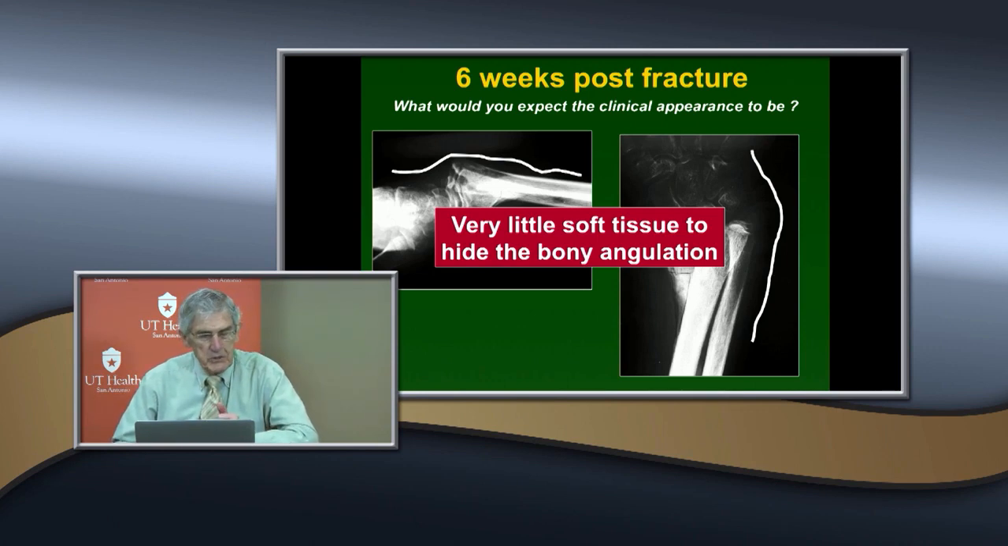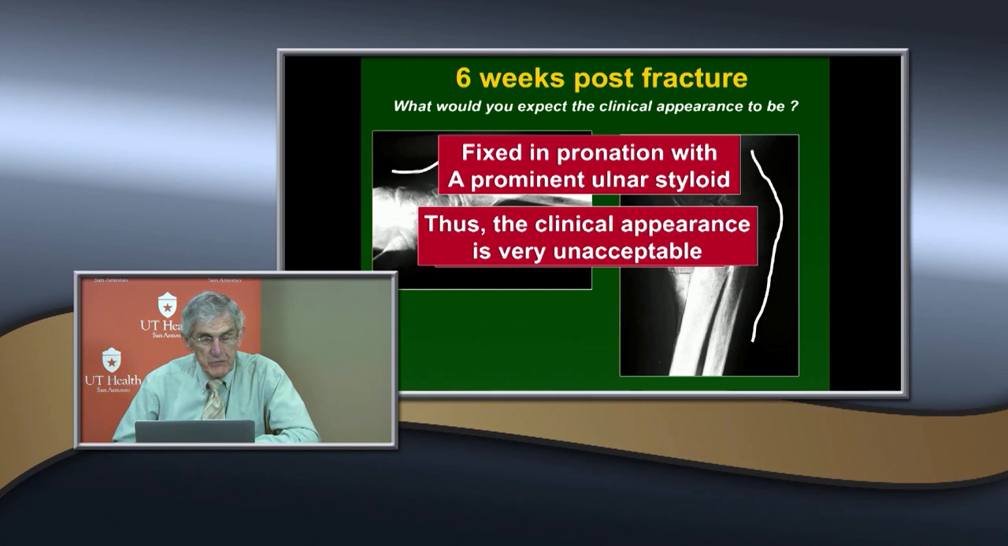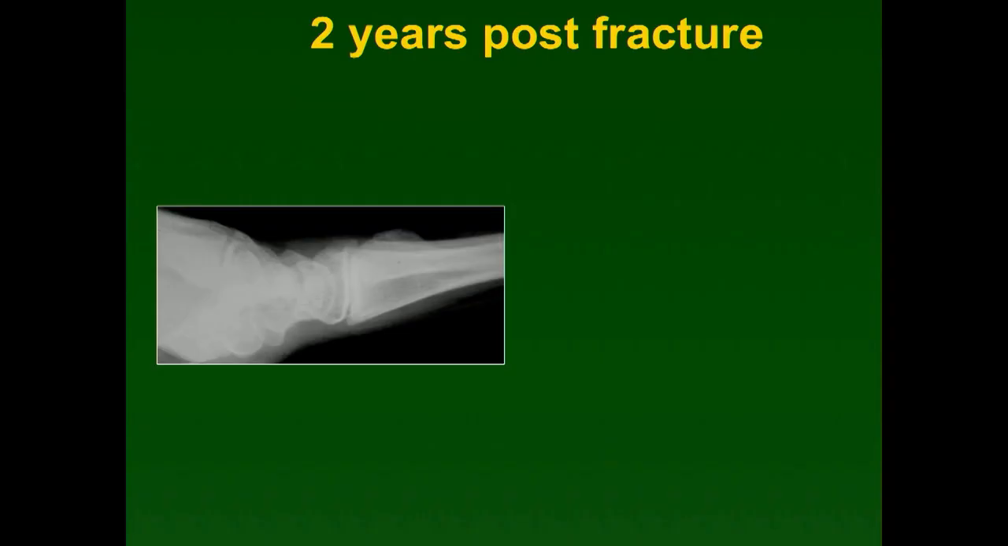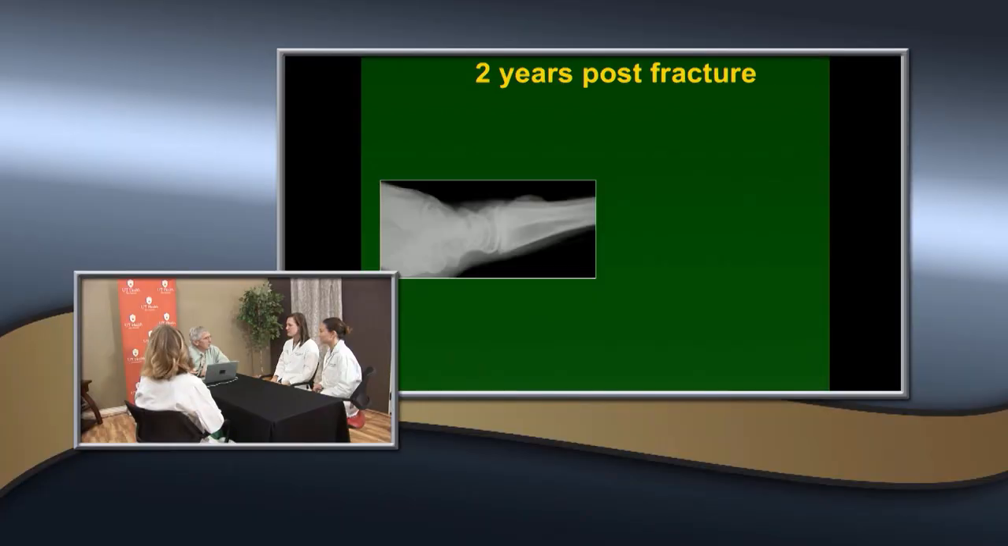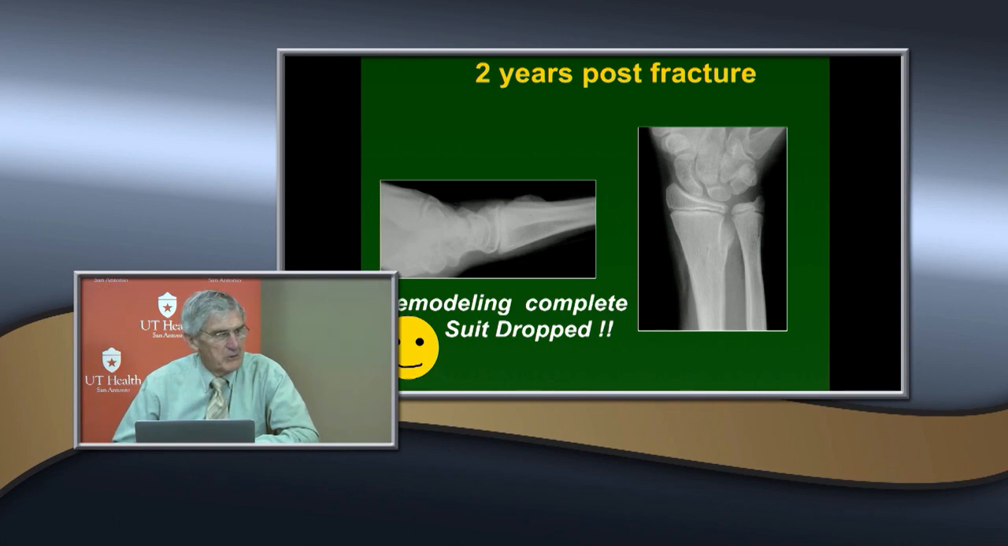If it was dorsally displaced, you have a lot of soft tissue that will hide some of the angulation, but if it's volarly displaced, you don't have anything to hide it. And so the clinical appearance was very unacceptable, and he was fixed in pronation with a prominent ulnar styloid, and the mother was very unhappy, so she filed a suit. So, it takes 2 years before the suit gets to court in many places like this. What's happened? It's remodeled. It's remodeled, yes, very much so. The remodeling was complete, and so the mother didn't have a suit, and her lawyer told her better drop it.